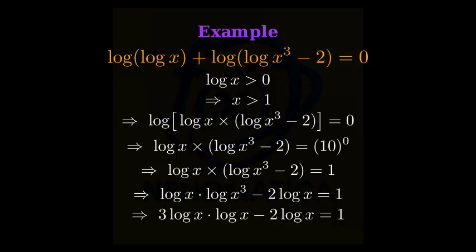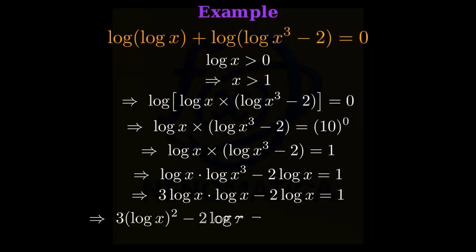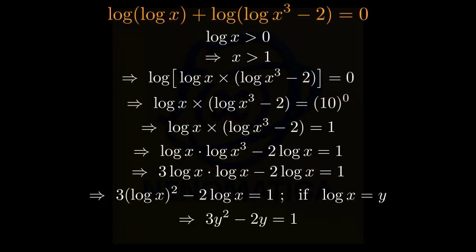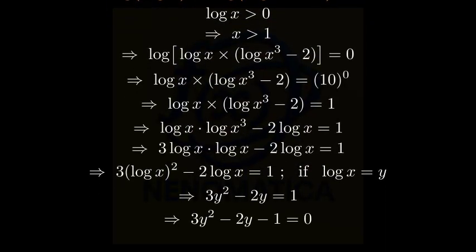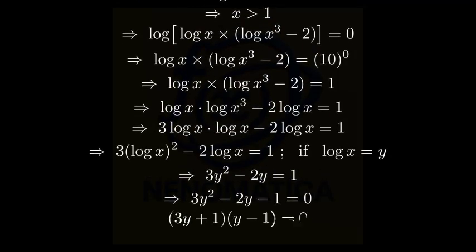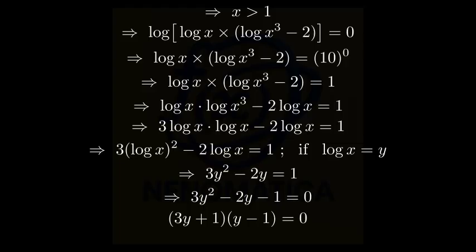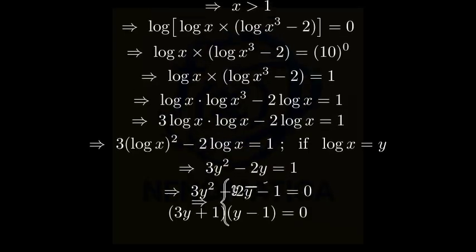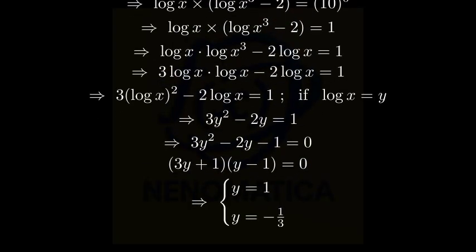Step 7. Recognize a quadratic form in log x. That is 3 times (log x) squared minus 2 log x equals 1. And now we set log x equal y. Step 8. Substitute y for log x. We obtain 3y squared minus 2y equals 1. Step 9. Move all terms to the left to get standard quadratic form. 3y squared minus 2y minus 1 equals 0. Step 10. Factor and solve. The factorization is (3y plus 1) times (y minus 1) equals 0. Hence y equals 1 or y equals negative 1 over 3.